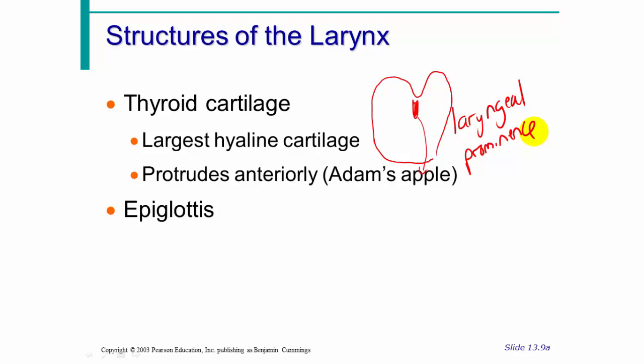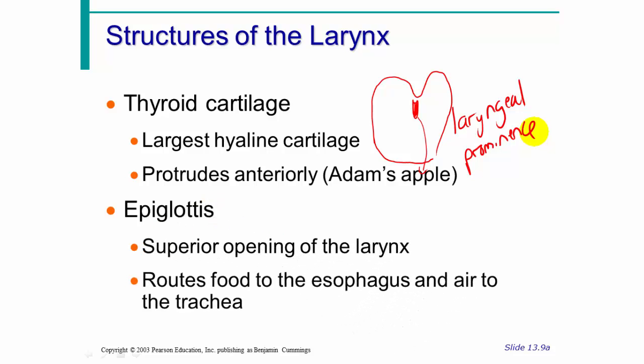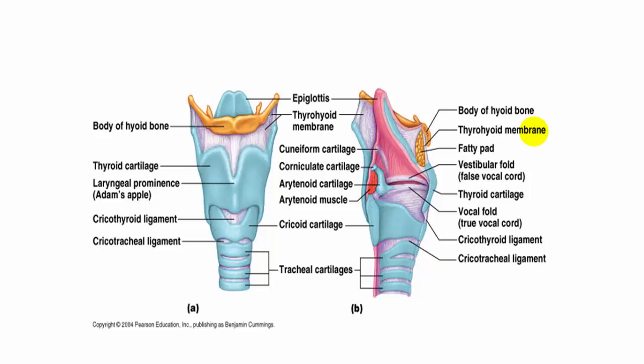Another part of the larynx includes the epiglottis. Epiglottis is made of elastic cartilage, and the job of the epiglottis is to route food to the esophagus and air to the trachea. So let's take a look at the larynx.